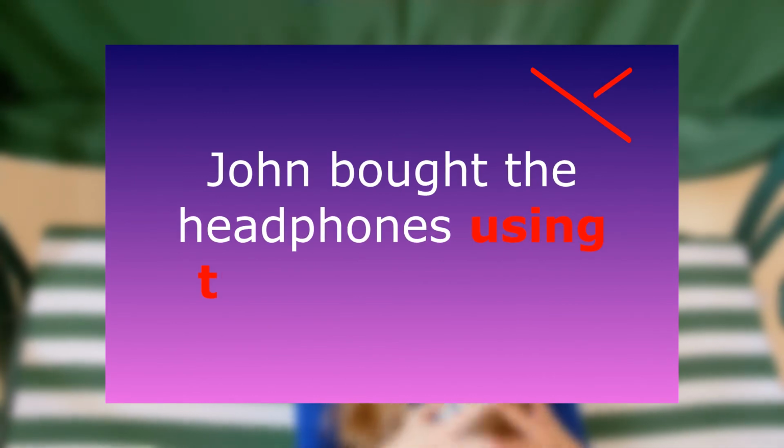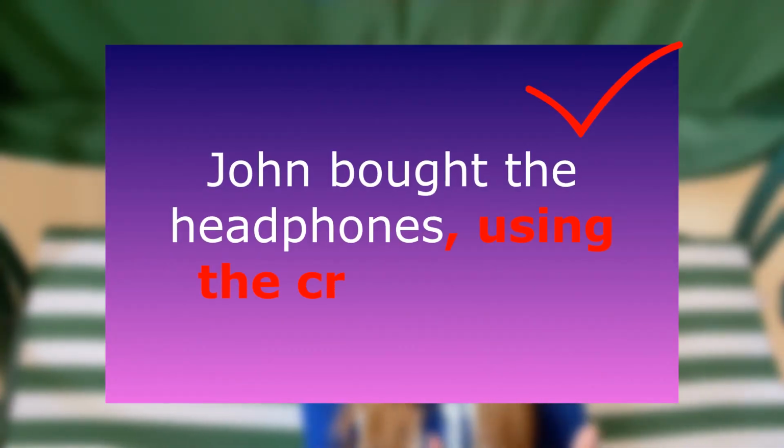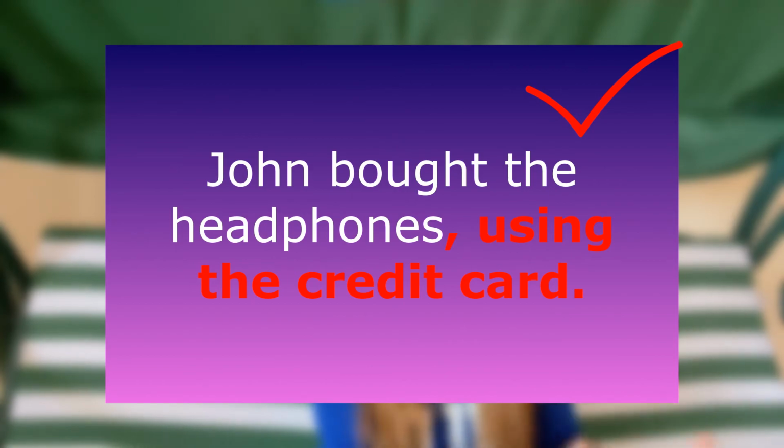If we write the sentence like this, John bought the headphones using his credit card, and we write using the credit card near the headphones, it means that the headphones are paying with the credit card. If you want to show that it's John who pays with the credit card, you have to place a comma there. John bought headphones, using the credit card. With comma, it means that this participle clause relates to the whole sentence, not to the headphones.